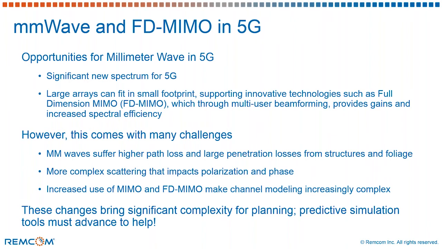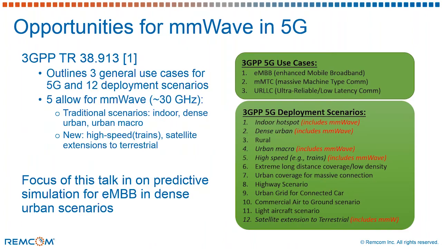But these new technologies do come with many challenges. mmWaves suffer high path loss and large penetration losses from structures and foliage, and there is also more complex scattering that impacts the polarization and the phase of signals. In addition, the increased use of MIMO and FD-MIMO in recent versions of 4G and also 5G make channel modeling increasingly complex. So these challenges bring significant complexity for planning as well, and predictive simulation tools need to advance to help.